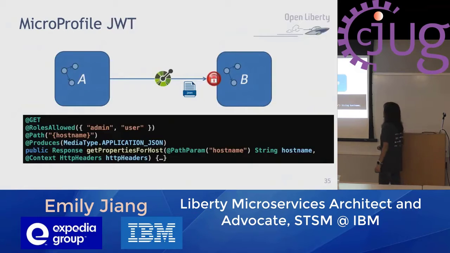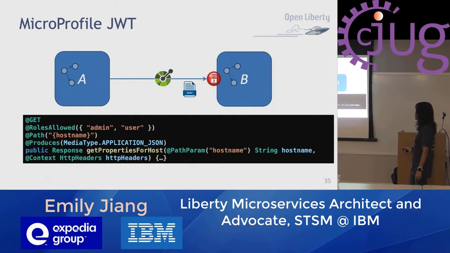So the following one is how to secure a microservice. Securing a microservice is quite simple. You just say, okay, for this endpoint, in this one, I only allow someone with admin or user roles to invoke these resources. If you have some other role, like a student, you are not allowed to invoke this.